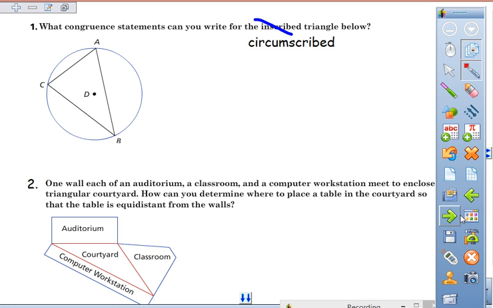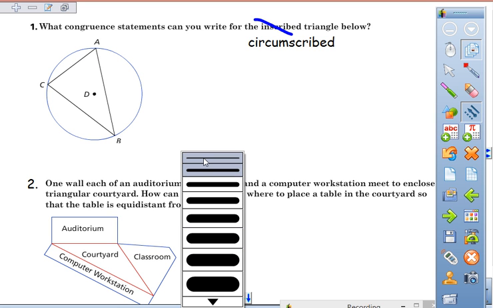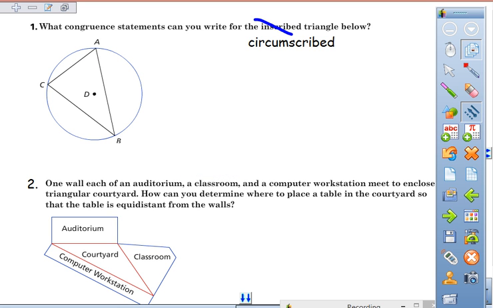What congruent statements can you write for this circumscribed triangle below? So that's a typo. So if we just imagine our circle here, from A to D is called a radius. From D to B is a radius, and from D to C is a radius. So all those lengths are going to be the same. So AD is congruent to CD is congruent to BD.